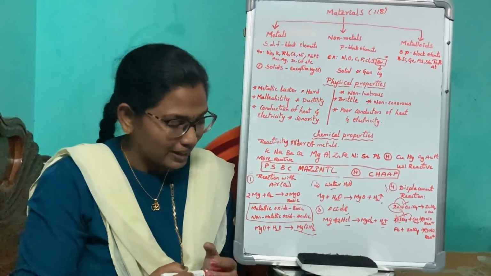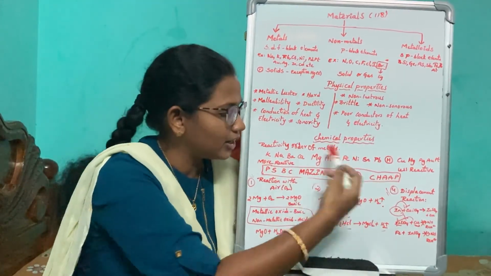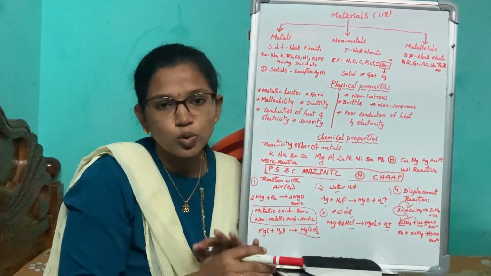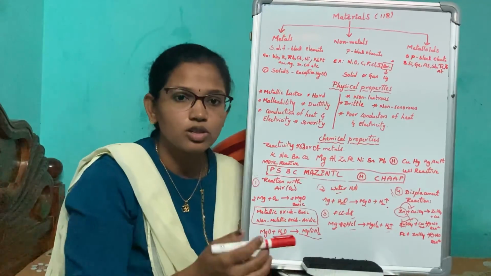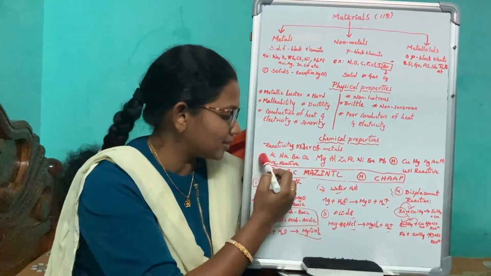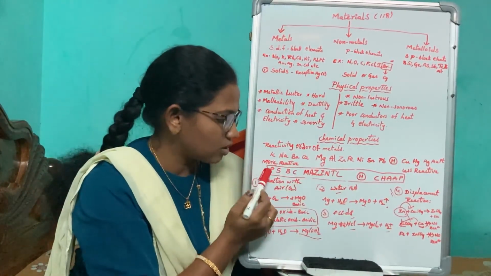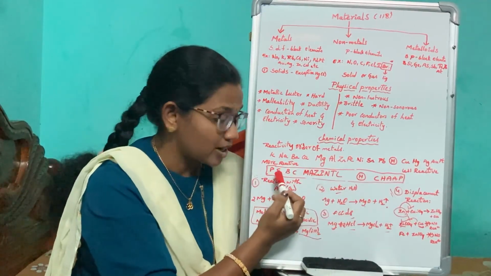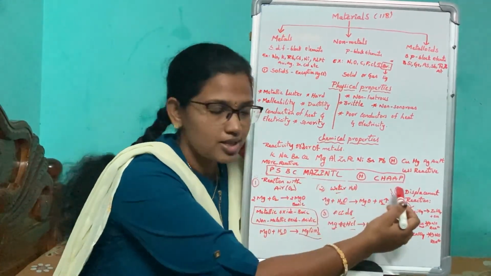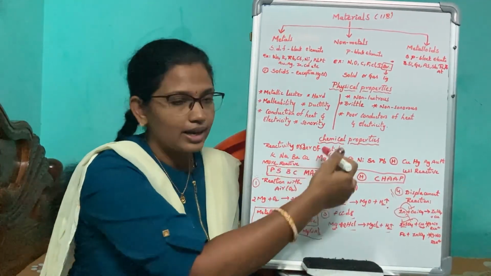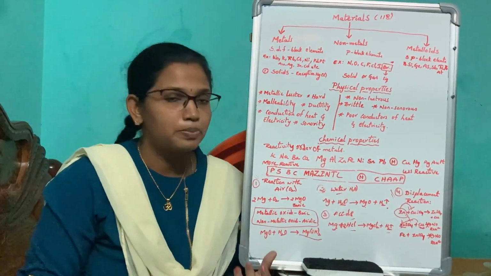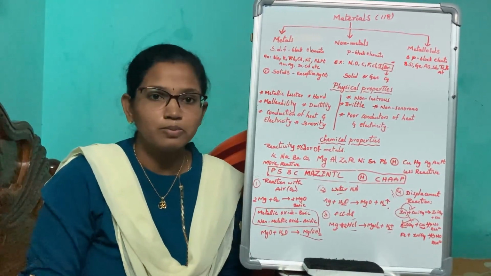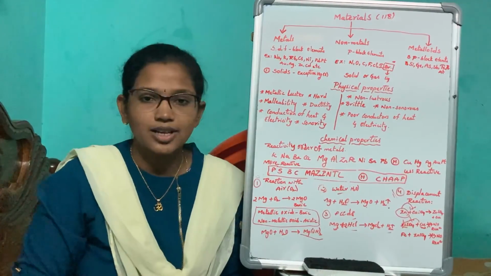So by taking any two metals, whether the reaction happens or not, you can easily judge by this easy trick of PSBC. Please study basics in chemistry. Mesenteric medicine is cheap. So relate the elements. So this is the brief about the chemical properties of metals as well as the physical properties.